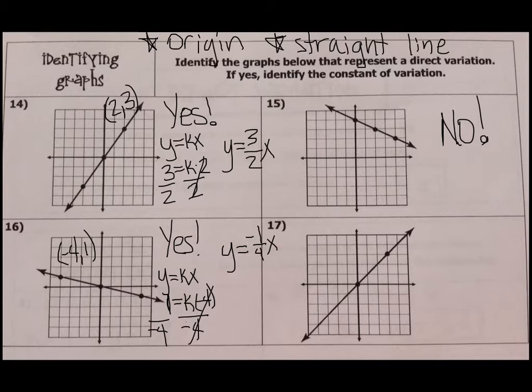If you'll pause your video and try number 17, you're going to decide, is this direct variation? If it is, choose an ordered pair to help you write your ratio of y over x, and that will give you your direct variation equation.